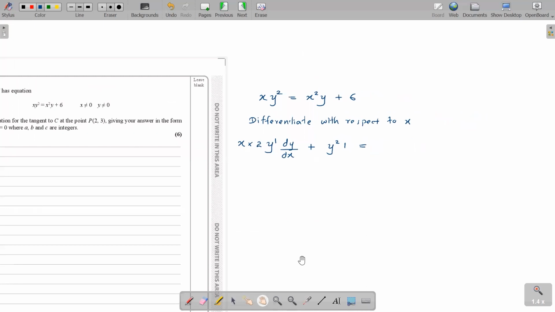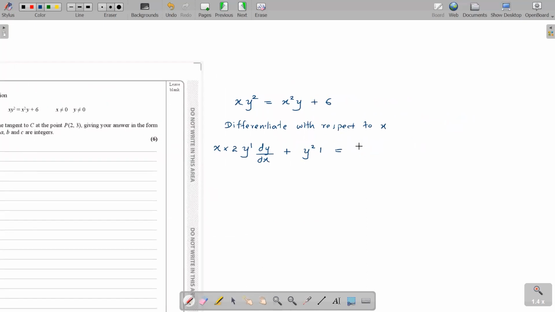Again, we need to use the product rule. What happens here? x squared stays while y differentiates. What do you get for the differentiation of y? Directly dy by dx, because it's with respect to x. Then y stays while x squared differentiates to give you 2x to the power 1. That part is done, we used the product rule again. The differentiation of plus 6 is 0.